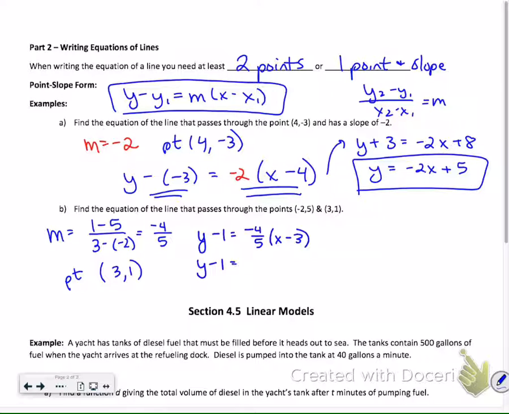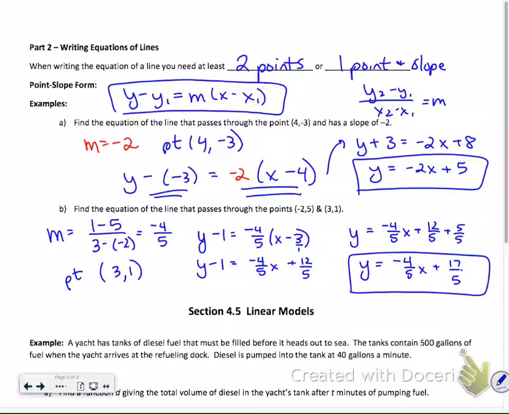Y minus 1 is equal to negative 4/5 x plus 12/5. Okay, when you multiply, you're multiplying 3 over 1, and you're multiplying the tops and the bottoms. Okay, we're going to add 1. Now, because we're going to need common denominators, when I add 1, I'm actually going to add 5 over 5. So I get y is equal to negative 4/5 x plus 17/5. Now, it turns out that a fifth is not a bad decimal, so you could do that as a decimal if you needed to, but there would be our exact answer.